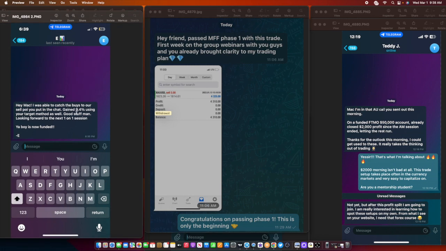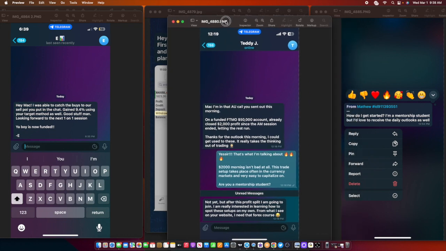So E was able to gain 9.4%. He was able to pass his funded challenge using the strategy to trade Forex. We can see that we have another student that was able to pass his MFF phase 1 challenge with a $4,325 gold trade, also using our strategy. And we can also see that we had Teddy J that was able to gain $2,000 worth of profit by being a part of the Telegram community trades.